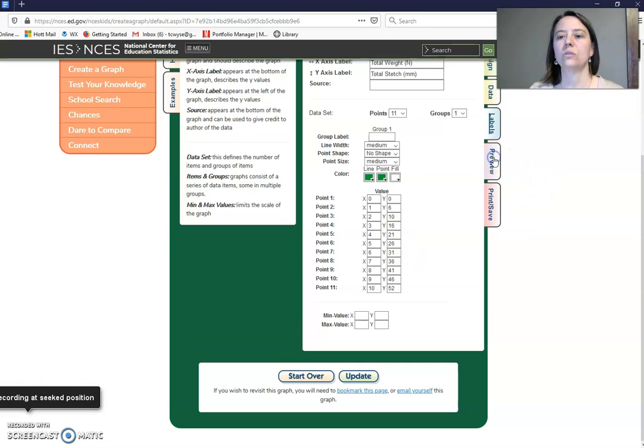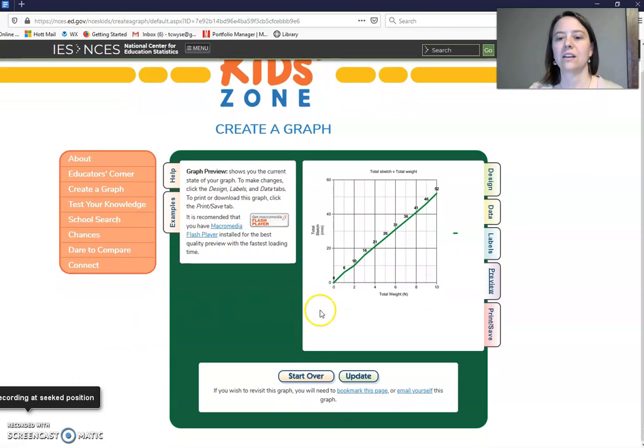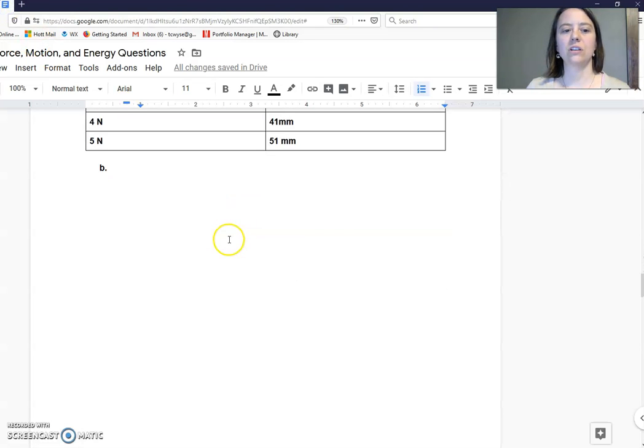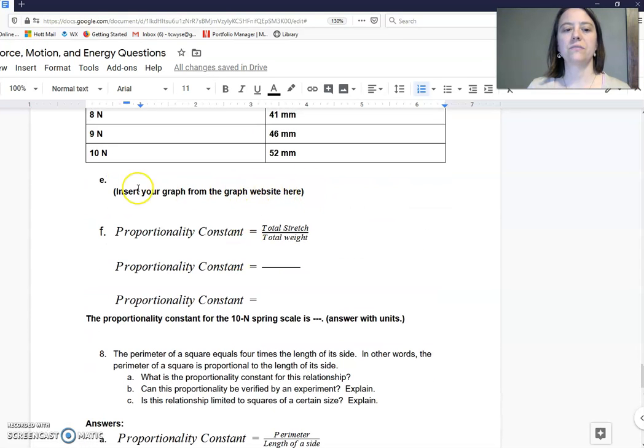And then go to preview. And you'll have your graph, total stretch versus total weight. And looking here, total stretch and total weight. And you'll want to copy and paste it just like you did before into your Google Docs for letter E.